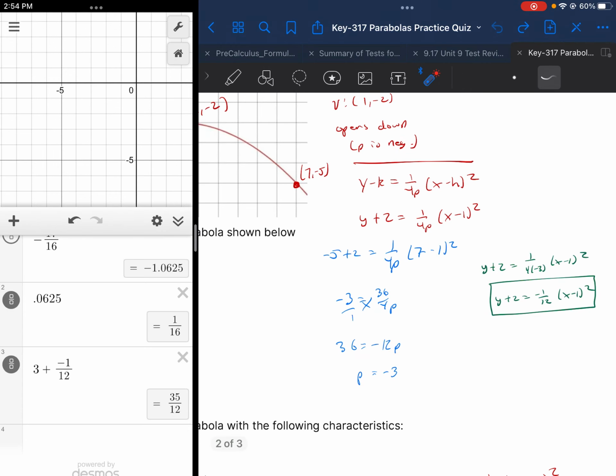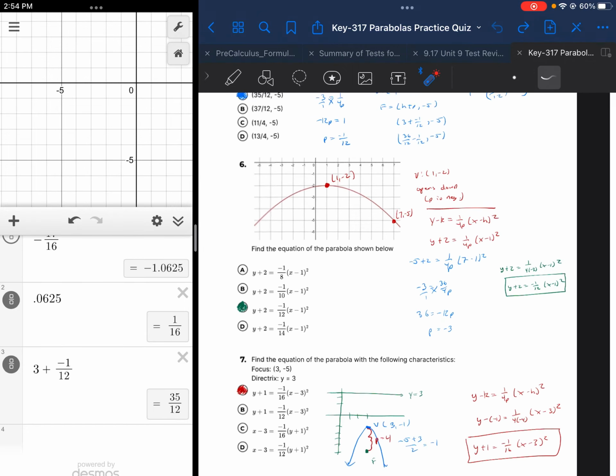Once we get that p equals -3, then we take that skeleton that we started building for the equation and we replace the p with -3, which is what happens right here. And simplifying, we get our answer, y plus 2 equals -1/12 (x minus 1) squared.